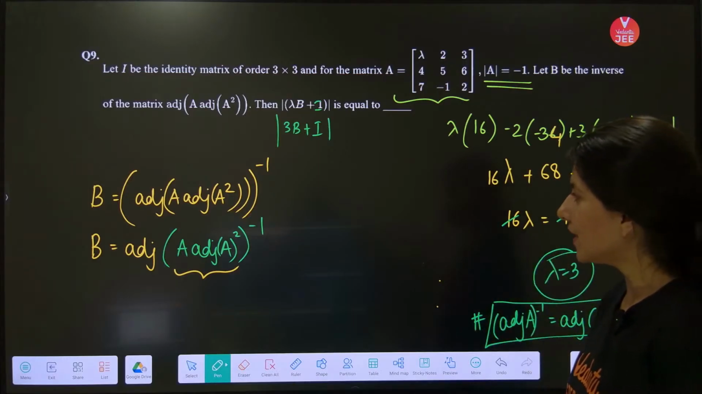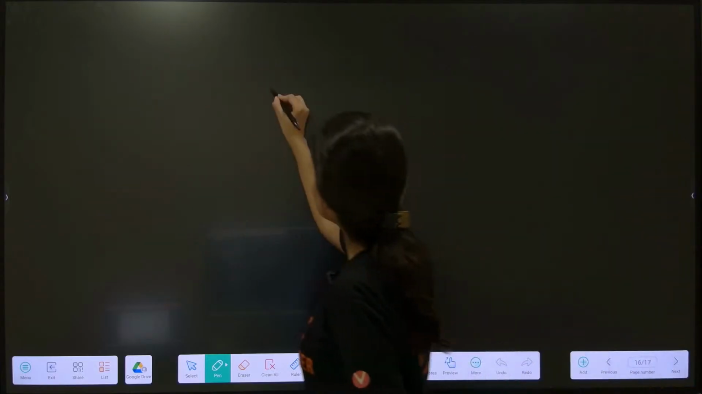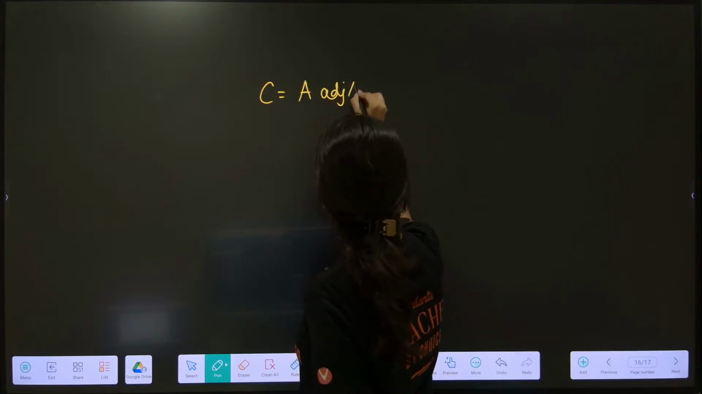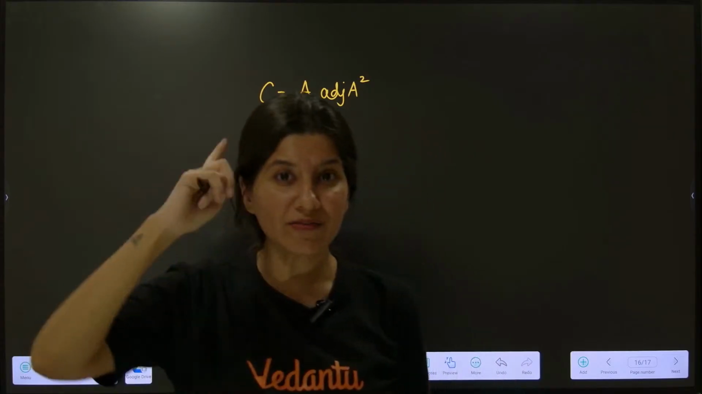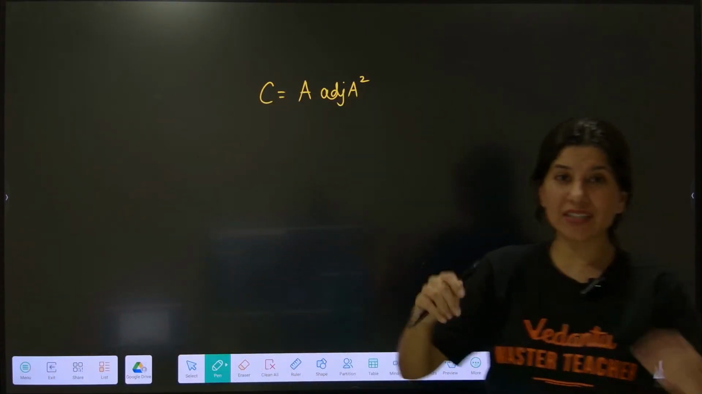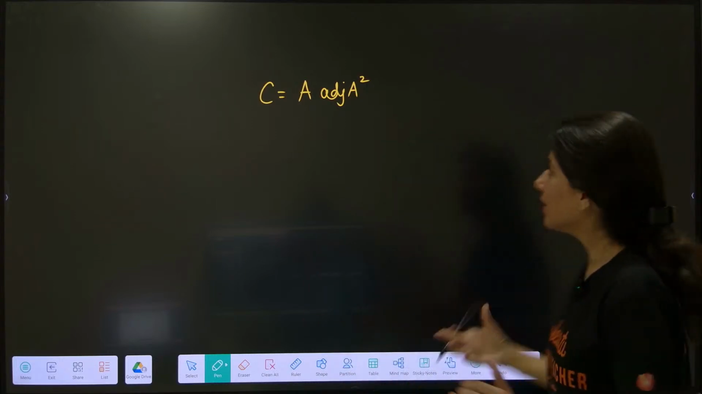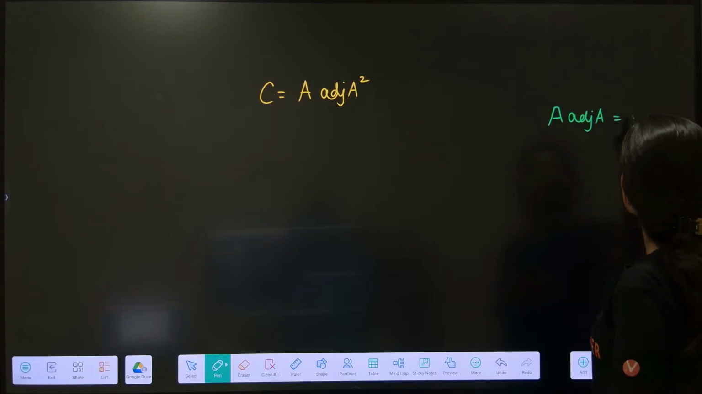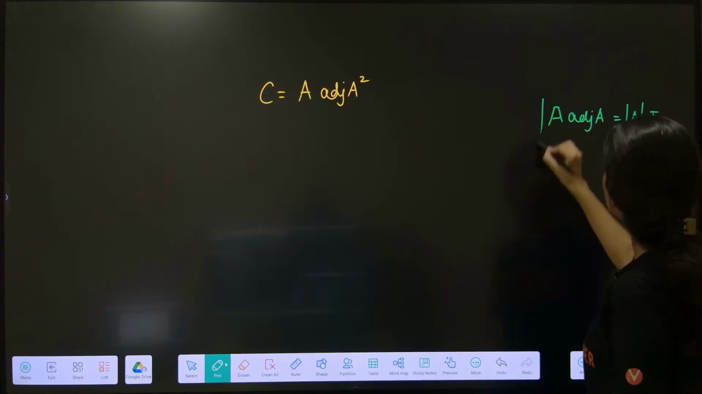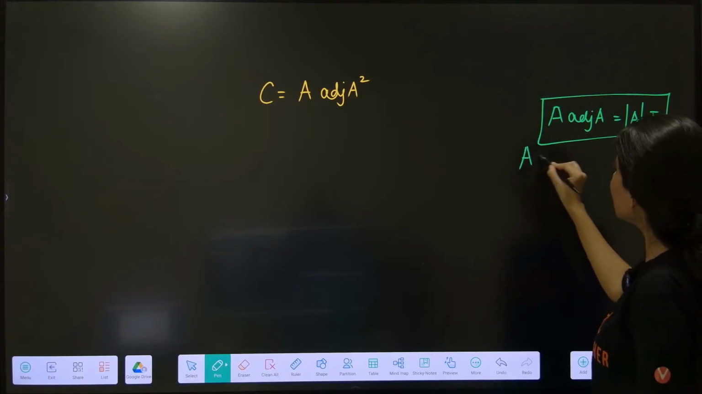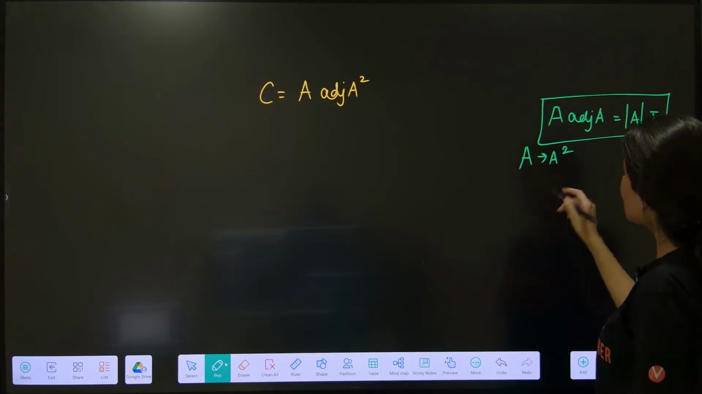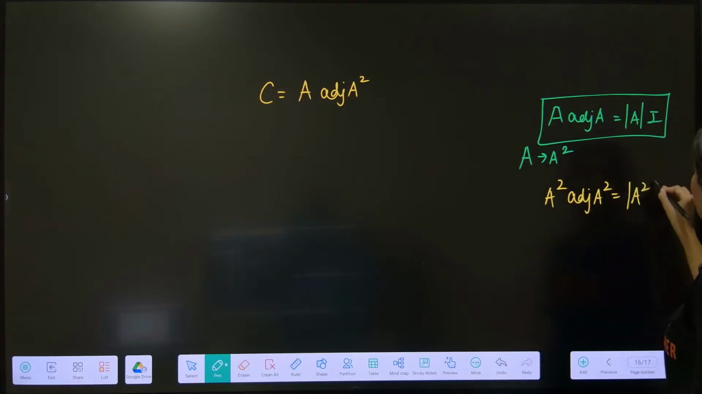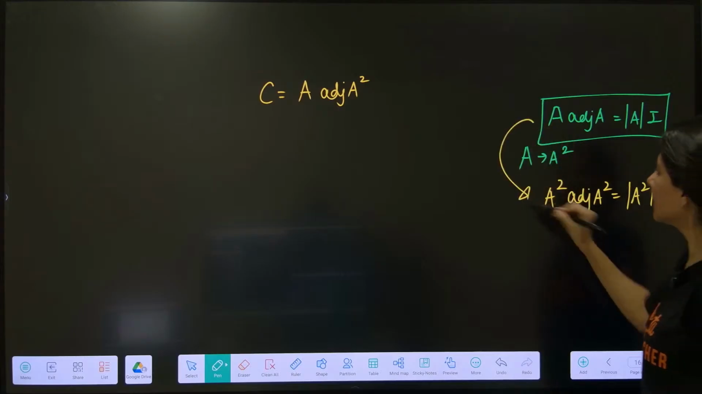A times adjoint A square. Let me just mark it as C. C matrix is A times adjoint A square. This is one very important and basic property, the very first property of adjoint: A times adjoint A is nothing but determinant A times I. How many of you are aware of this property? I am going to replace A by A square and rewrite this property as A square times adjoint A square is equal to determinant A square times I. Can I write this? Yes.